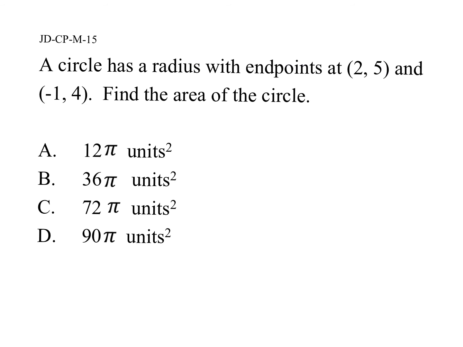Number 15, continuing looking at circles, we have a radius with endpoints of 2, 5, and negative 1. And this actually, sorry, this was a typo. This was supposed to be negative 1, negative 4. And they want us to find the area of the circle.